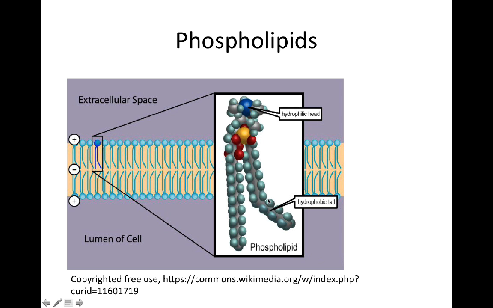So phospholipids are what make up our cellular membranes. They form a phospholipid bilayer with the phospholipids facing each other, with the heads on the outside and tails on the inside, and so this creates a barrier between the inside of the cell and the outside of the cell.